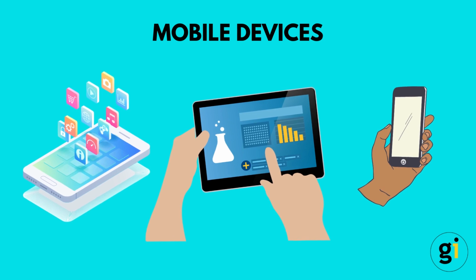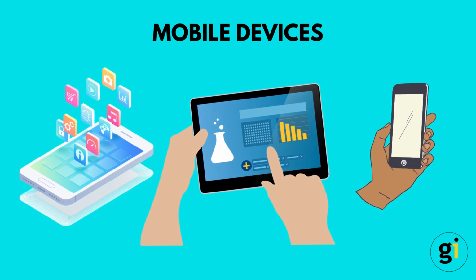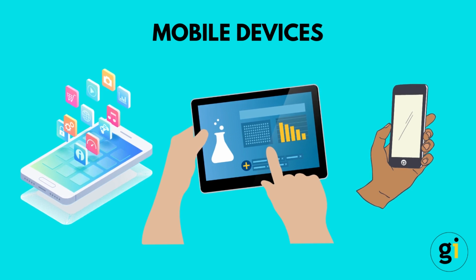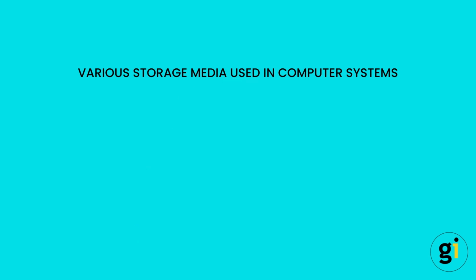Mobile devices, such as smartphones and tablets, have become an integral part of our lives. They offer mobility and connectivity on the go, allowing us to perform a wide range of tasks, from communication and entertainment to productivity and accessing the internet. Now, let's explore the various storage media used in computer systems, considering their characteristics and functionalities. Hard drives, solid-state drives (SSDs), and flash drives are the most common types of storage media.